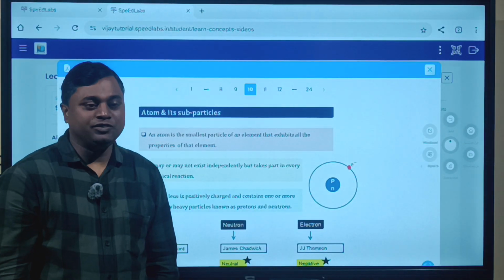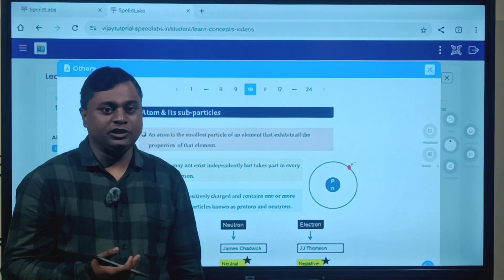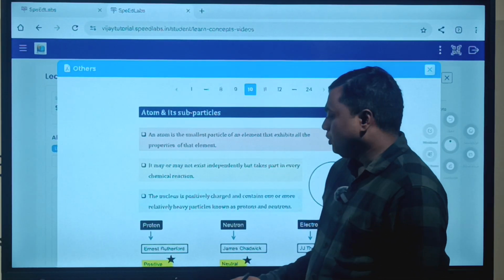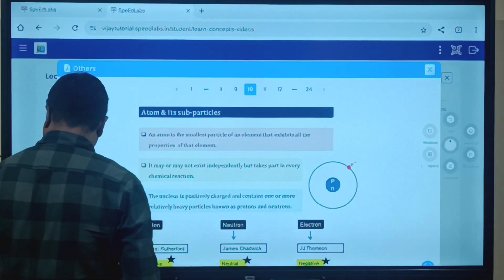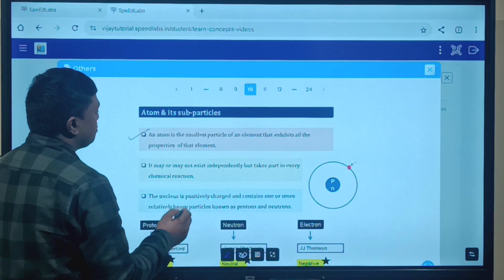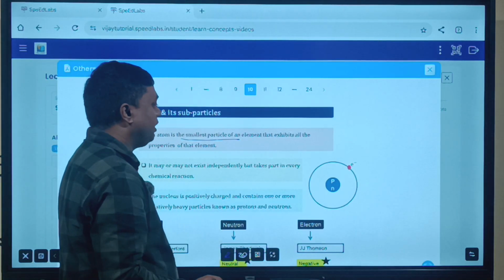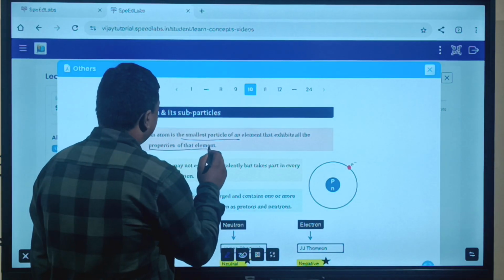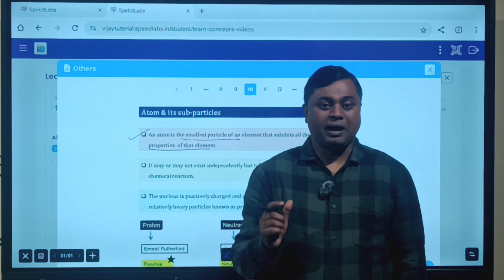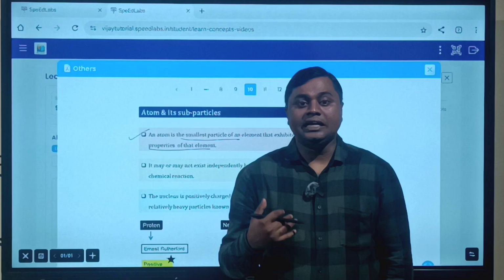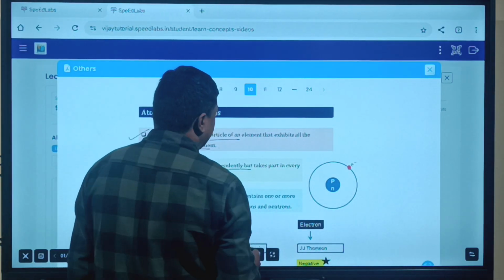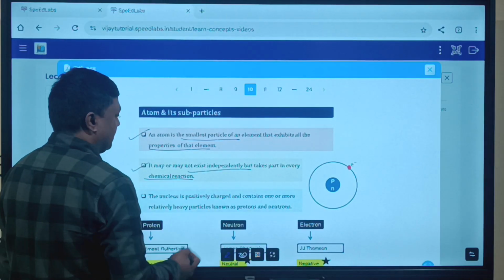Hello students, in this video I am going to explain the basics of the atom, or we can say the structure of the atom. When we talk about an atom, children, an atom is the smallest particle of an element that exhibits all the properties of that element. In simple words, an atom is the smallest particle of matter which may or may not exist independently, but takes part in every chemical reaction.